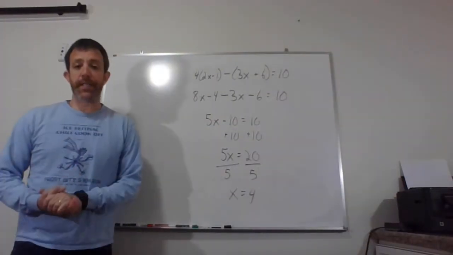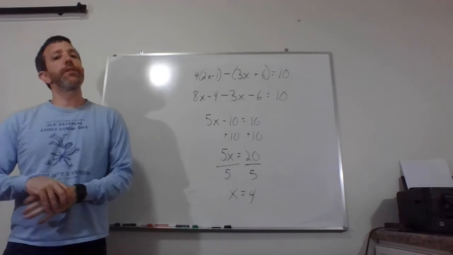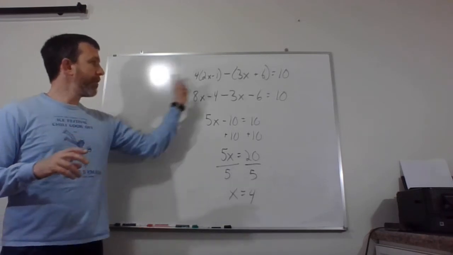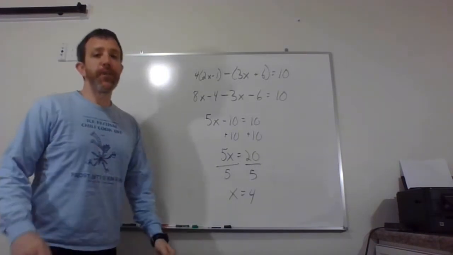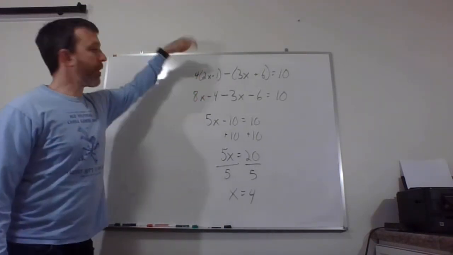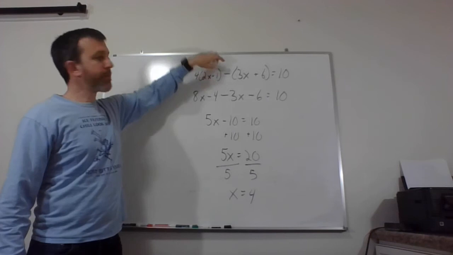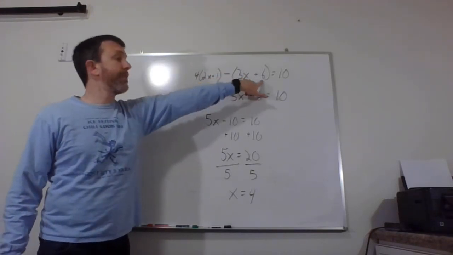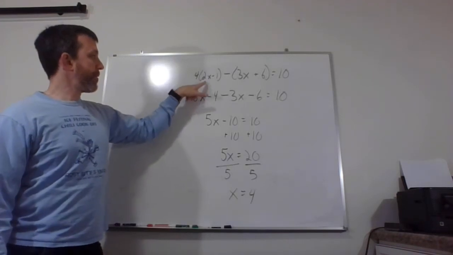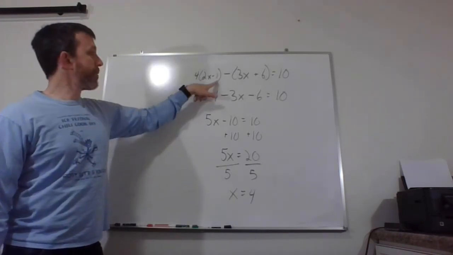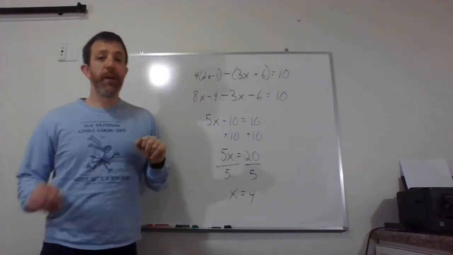Okay, here's my last example. The reason I said just a second ago that I think this one is nicer, you'll notice I have no fractions. Yay, no fractions. So I have to get rid of the parentheses. So I have 4 times parentheses 2x minus 1 minus parentheses 3x plus 6 is equal to 10. So I distribute. 4 times 2 gives me 8x. 4 times the minus 1 gives me the minus 4.